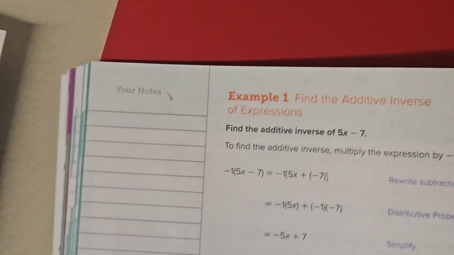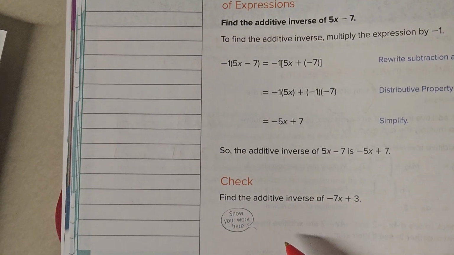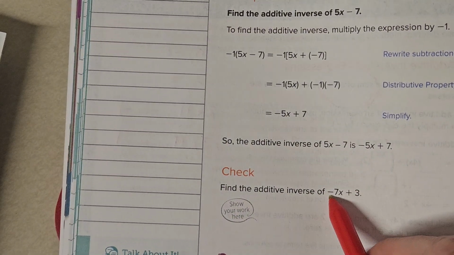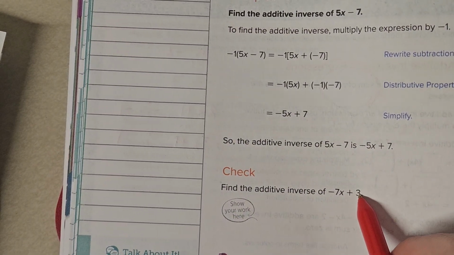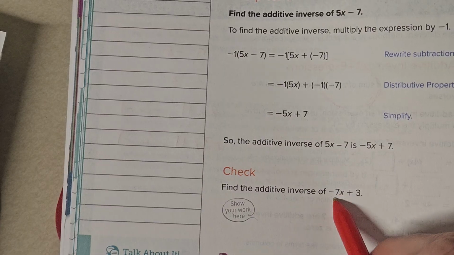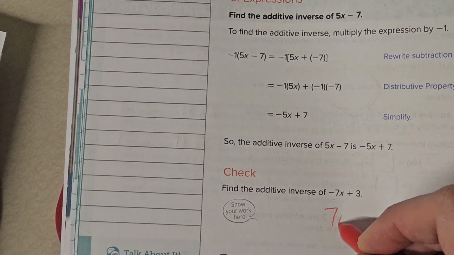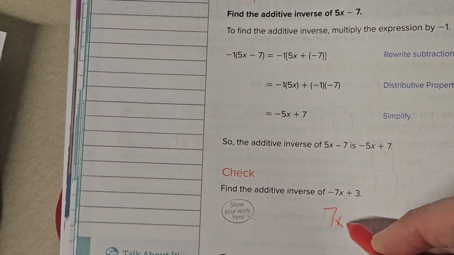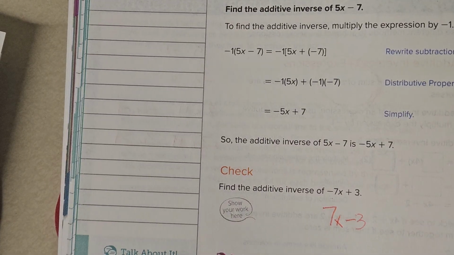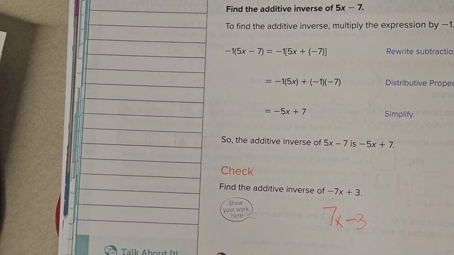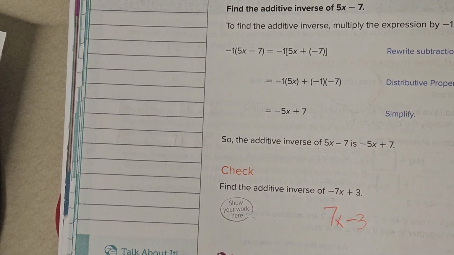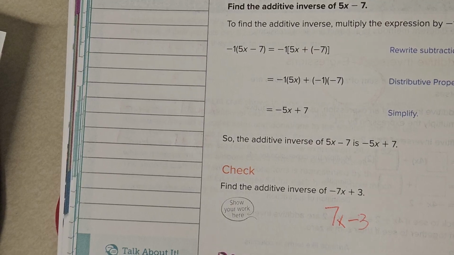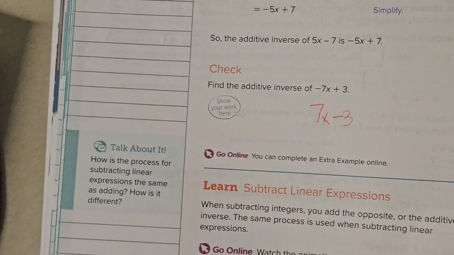So over here with your check, -7x plus 3's additive inverse. Well, what's the opposite of -7x? 7x. What's the opposite of plus 3? -3. That's going to be kind of a big deal here pretty soon, because just wait for it. Okay, just wait for it.